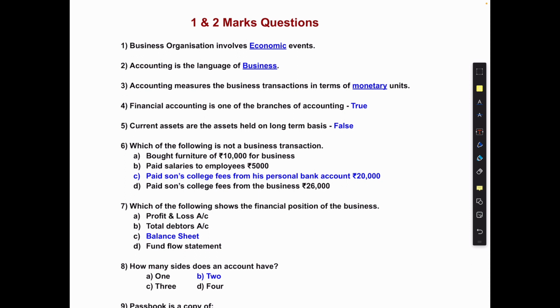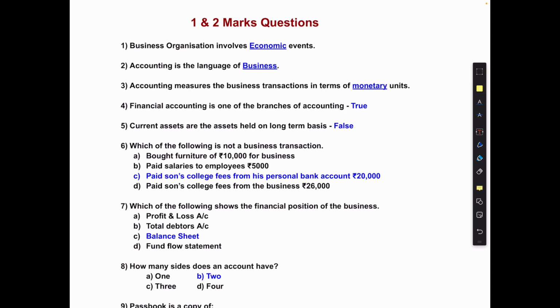Fourth one, financial accounting is one of the branches of accounting. The statement is true. Fifth, current assets are the assets held on long-term basis. The statement is false because current assets are held on short-term basis and not long-term basis. Sixth one, which of the following is not a business transaction? Answer is C. Paid son's college fees from his personal bank account rupees 20,000.